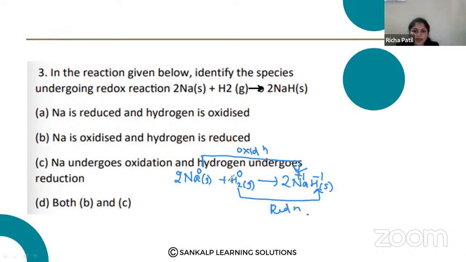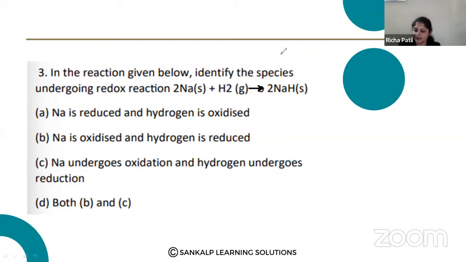So what is happening here? Na is getting oxidized and hydrogen is getting reduced. Na is undergoing oxidation and hydrogen is undergoing reduction. The correct answer is D, it is both B and C. Na is getting oxidized and hydrogen is getting reduced. Oxidation means it reduces the other, and itself undergoes oxidation. So this is the correct answer.